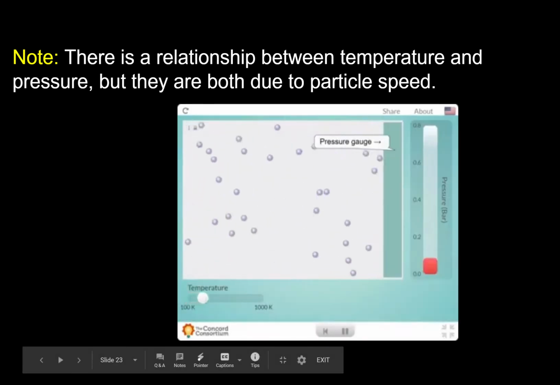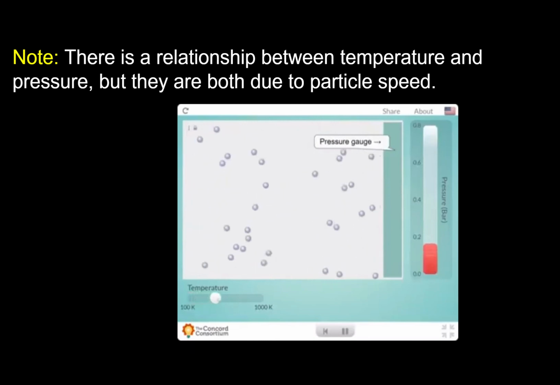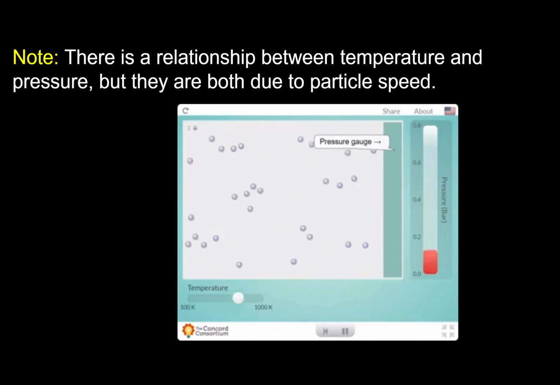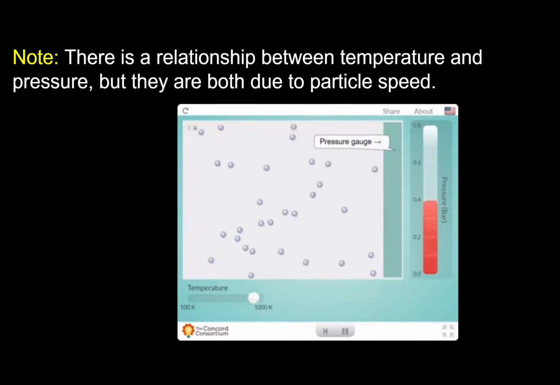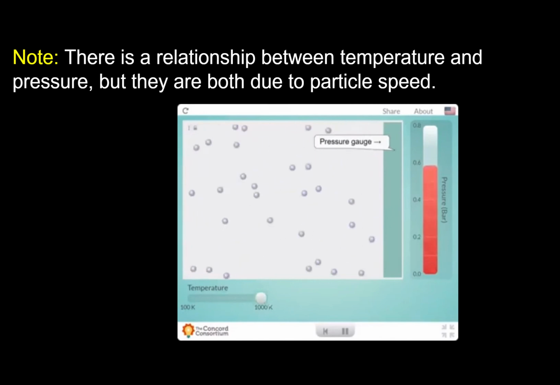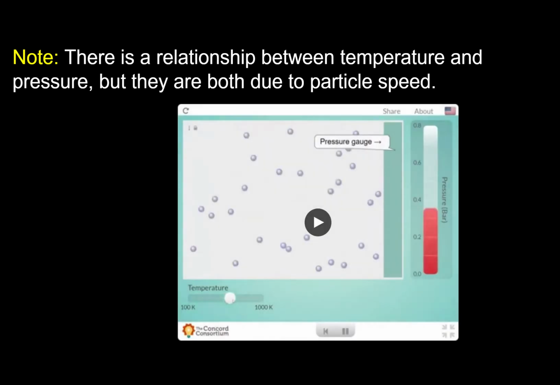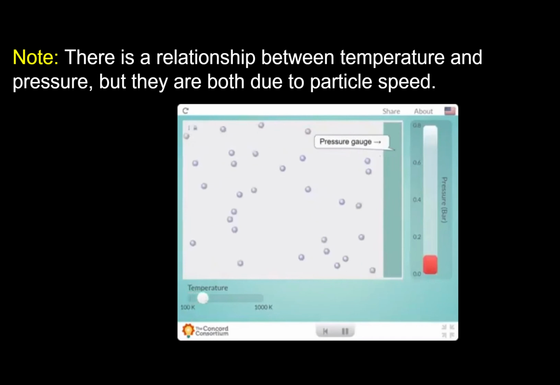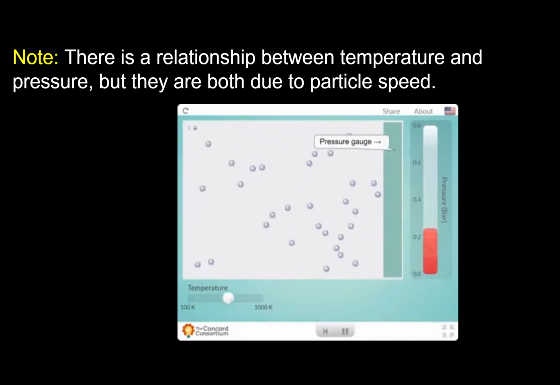Okay, temperature is low. That means speed is low. Temperature is just a measure of speed. And as the speed increases, the pressure increases. All right, so just remember particle speed, that's what temperature measures. And the harder or the faster the particles go, the harder they hit the pressure gauge, and the higher the pressure is measured.